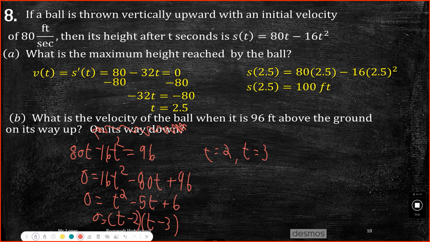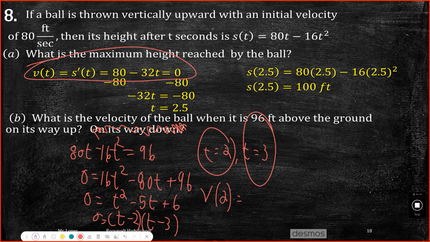Hold on here, let's see. Okay, so which one do you think is going to be for going up? T equals 2, and t equals 3 when it's coming down, no? So now we can go ahead and find it. On its way up would be this one, on its way down would be this one. So we're going to do V of 2.